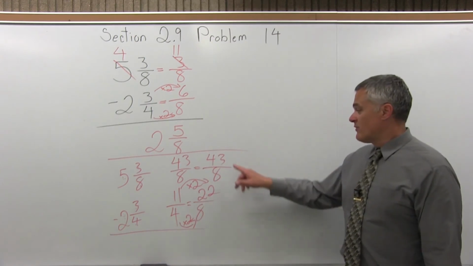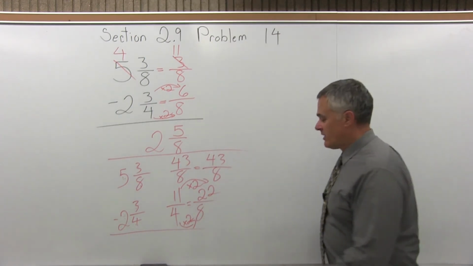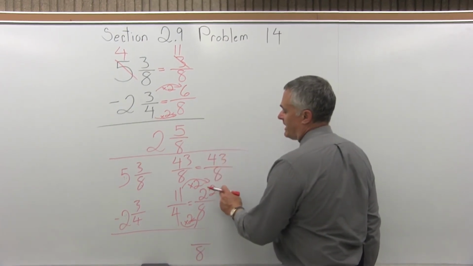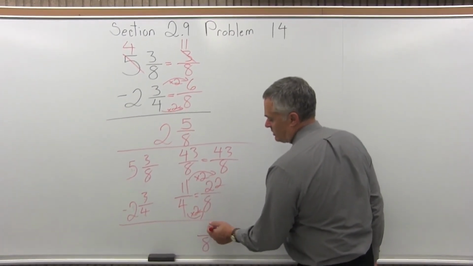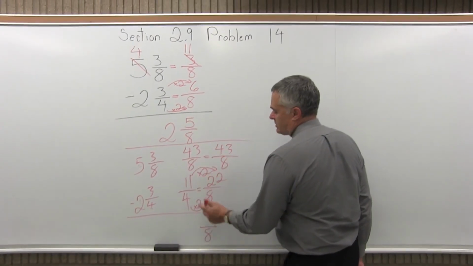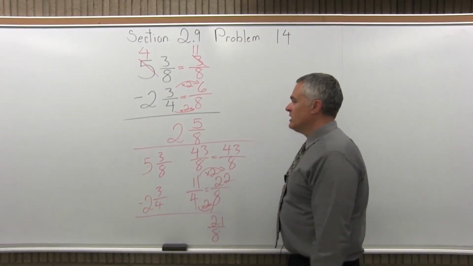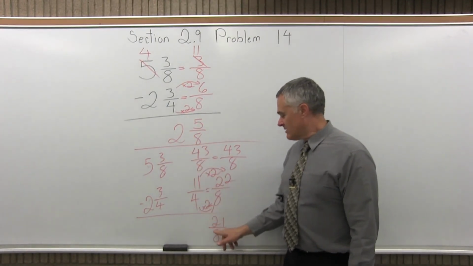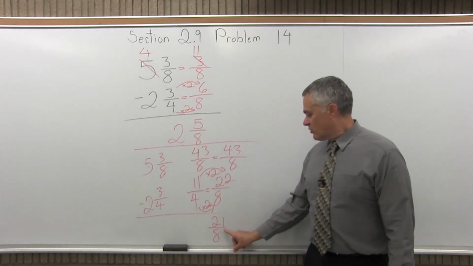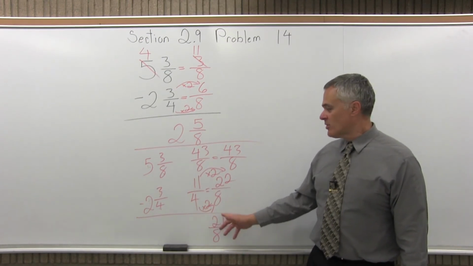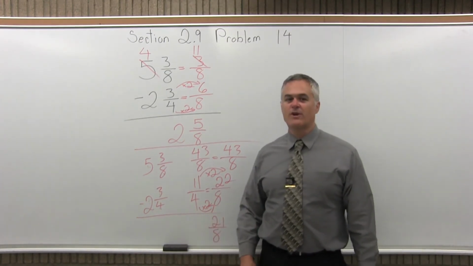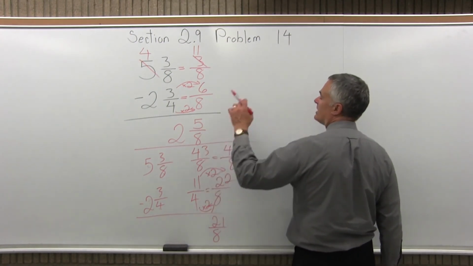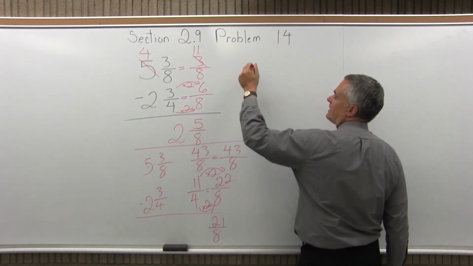Now I can subtract 43/8 minus 22/8. Common denominator is 8. Numerator is 43 minus 22. 3 minus 2 is 1. 4 minus 2 is 2. So I have 21/8, which looks different than 2 5/8. Now if I convert the 21/8 to a mixed number, a number with a fraction, instead of this improper fraction, it should come out the same. So 21/8, let's convert it, see if it comes out to 2 5/8.